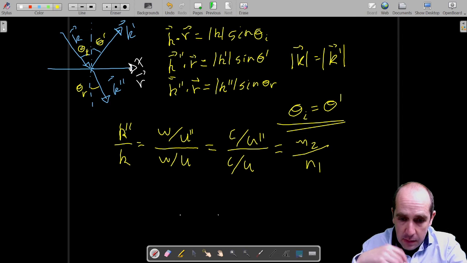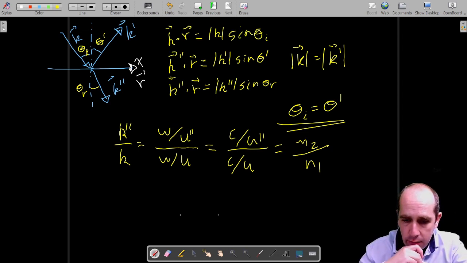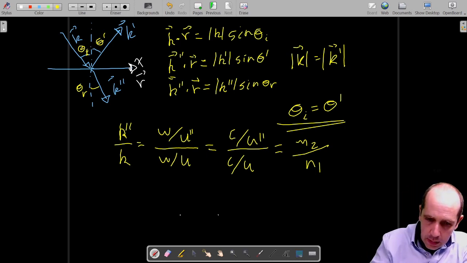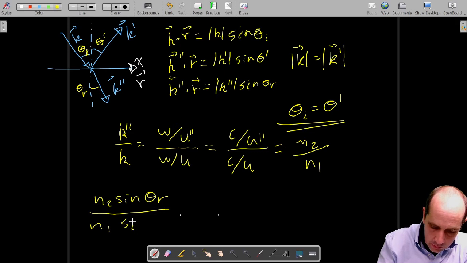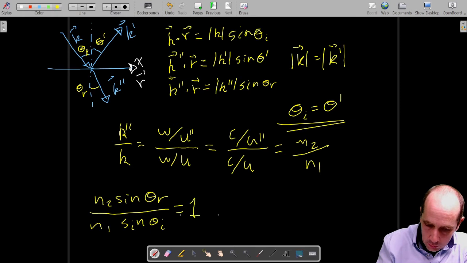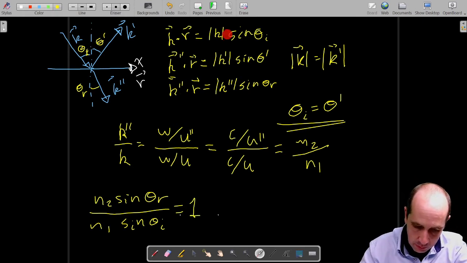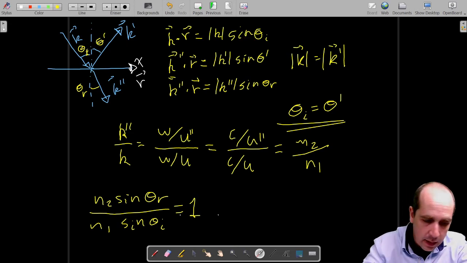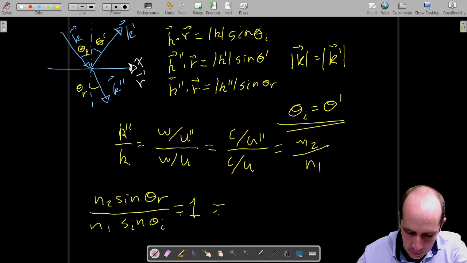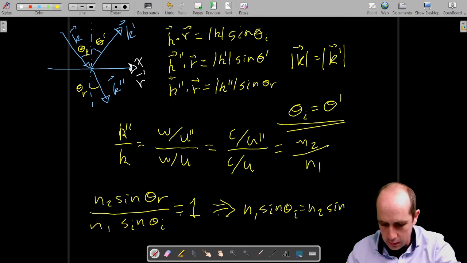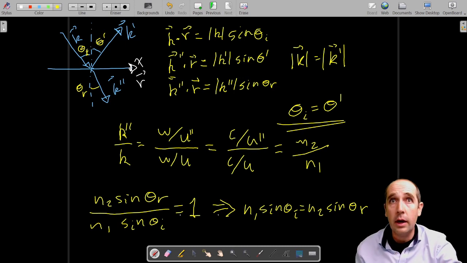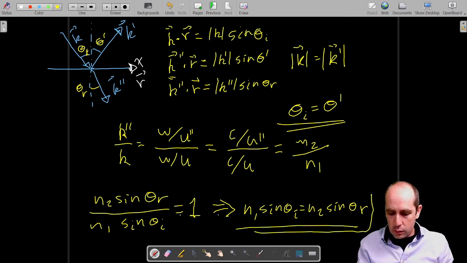And this means that from this we can obtain the following relationship: n2 sine theta r divided by n1 sine of theta i will be equal to 1, by dividing these two relationships and doing the correct substitutions. From this we obtain n1 sine theta i equals n2 sine theta r. And this is basically the main result we wanted to achieve. This is Snell's law.